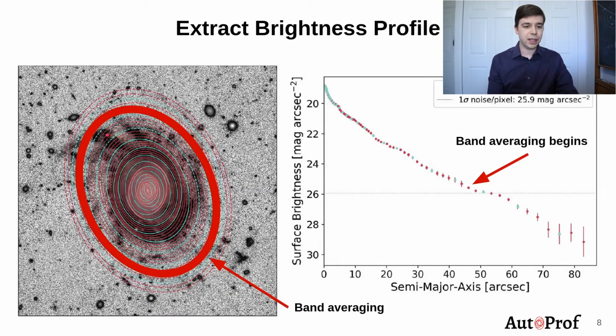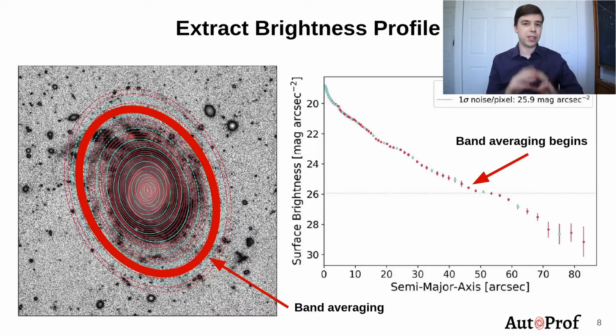You can also see that some of the isophotes here are dashed instead of solid. And the reason these ones are dashed is because they are extrapolated. AutoProf only fit out to the solid lines. And then what I do is I take the ellipticity and position angle and just fix those and extend further out.